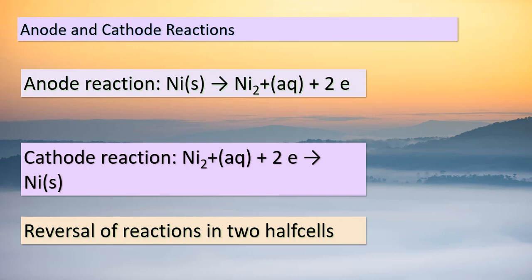On the other hand, at the cathode, which is the half cell with the more concentrated Ni²⁺ solution, we see the reduction of Ni²⁺(aq) ions. In this process, Ni²⁺(aq) gains 2 electrons and gets reduced back to solid Ni metal.